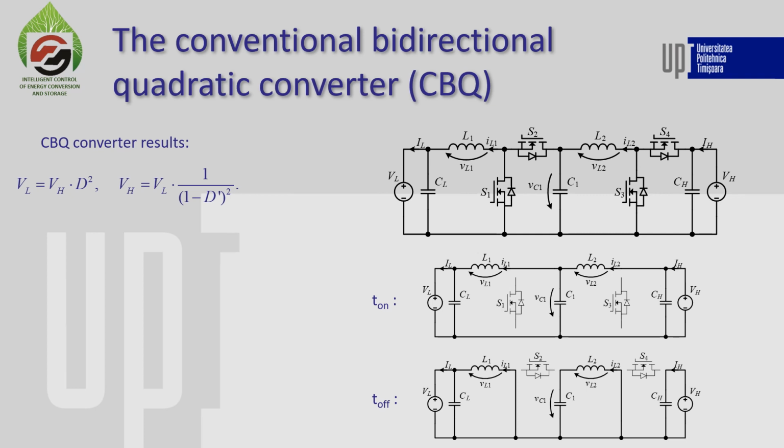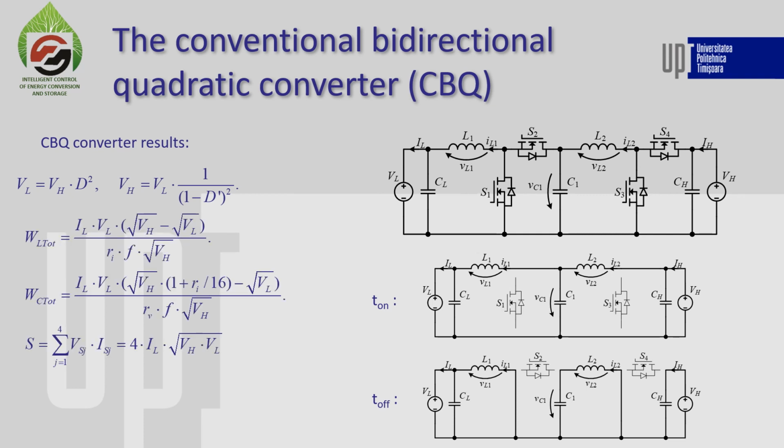As the name suggests, this converter has a conversion voltage ratio equal to D squared for buck mode, and 1 divided by 1 minus D prime squared for the boost mode. And this represents a much wider ratio than the previous converter. We also calculated the performance indicators used in the final comparisons.